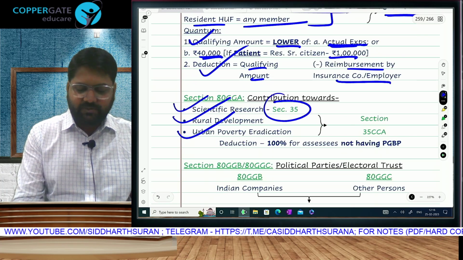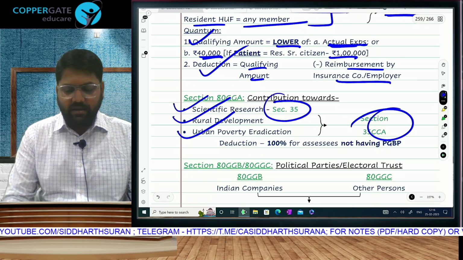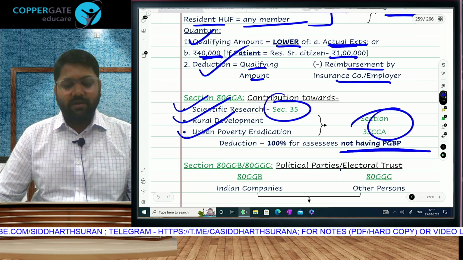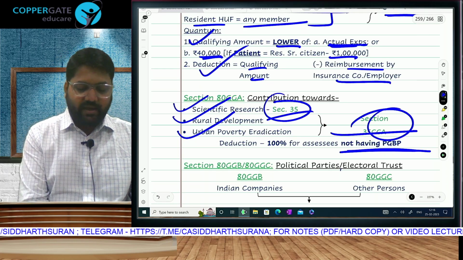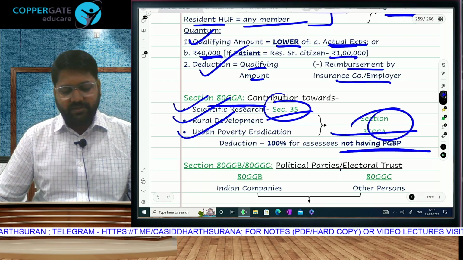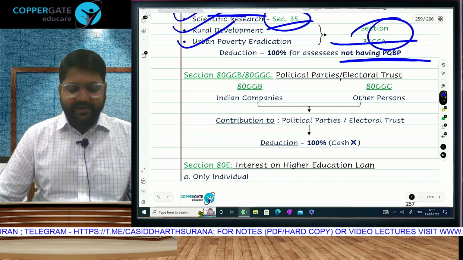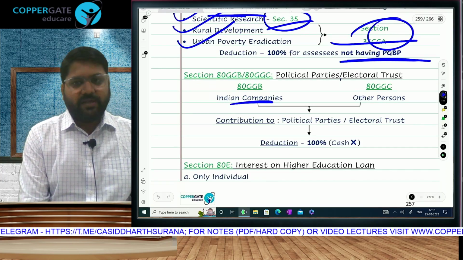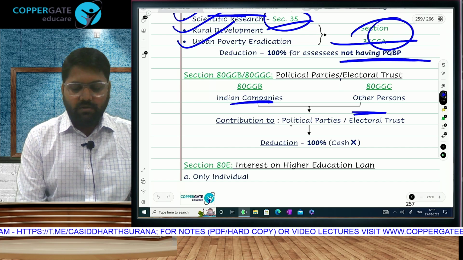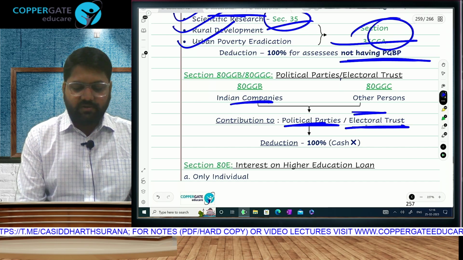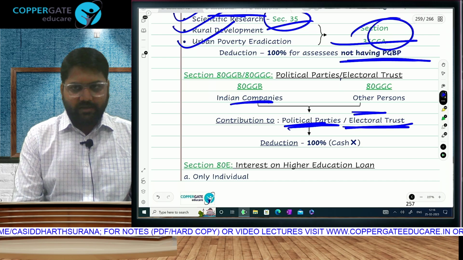Next, 80GGA: scientific research, rural development, urban poverty eradication. If you are incurring these expenses, you get deduction in PGBP. But what about those who don't have PGBP? They can't take these deductions there, so they can take this deduction. Those not having PGBP can come here. 80GGB, GGC: contribution by Indian companies and others to political party or electoral trust.